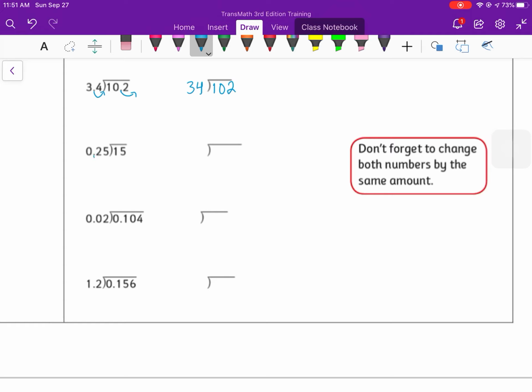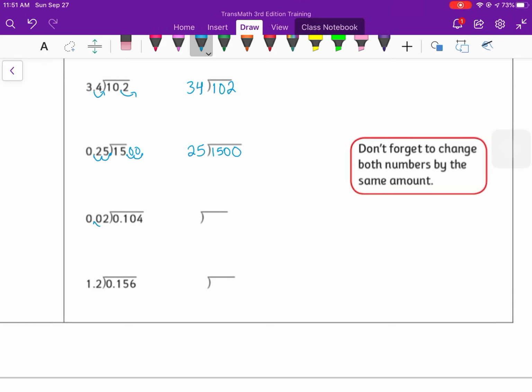So for the next one, to make 0.25 a whole number, you would have to move the decimal point over 2 times to make the outside number 25, which means you have to do the same thing to the inside number. Now the inside number is just 15. Since that's already a whole number, the decimal's at the end of 15. So if I moved it over 2, I would have to add some zeros. So instead of 15, now it would become 1500. And then I would be able to divide that.